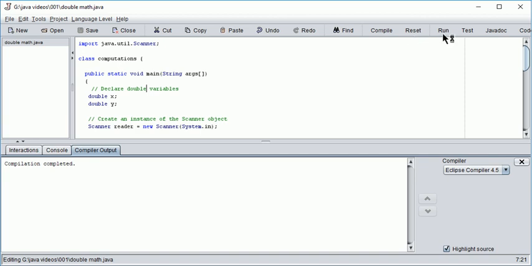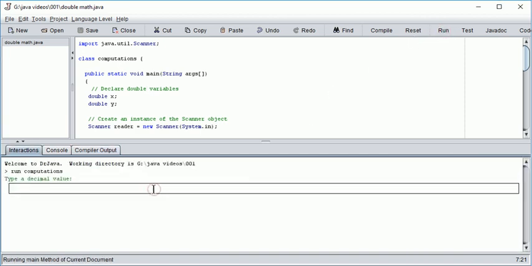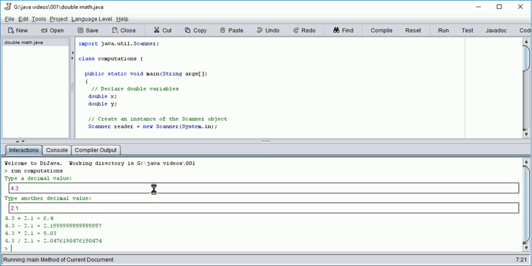Compile and run. So let's put in 4.3 and 2.1. And here's our results. Well, the plus is pretty much what you would expect. You got 6.4. But what the heck is up with this?